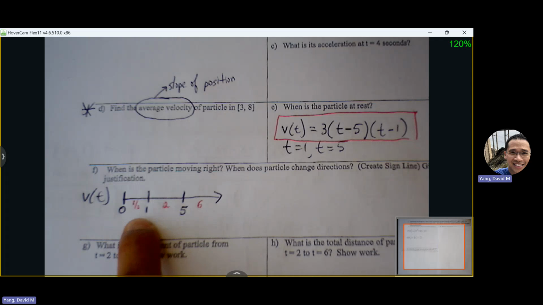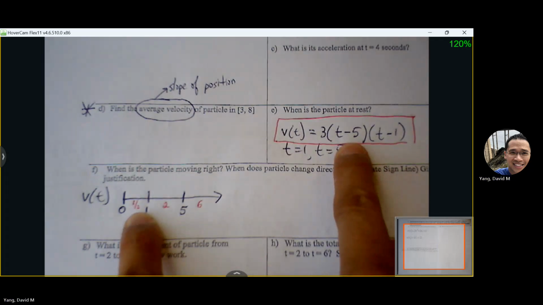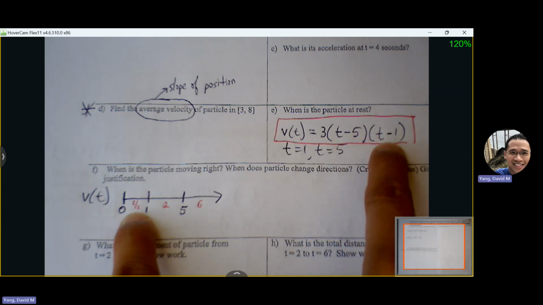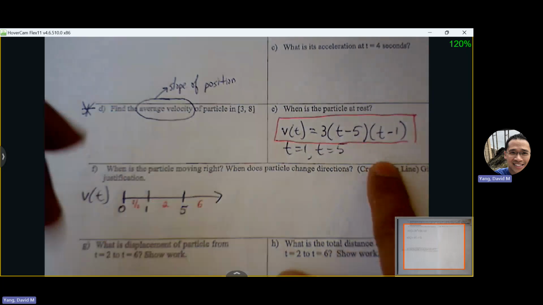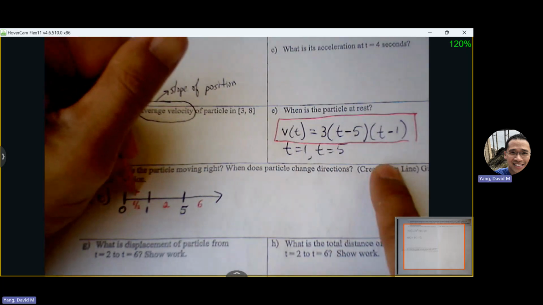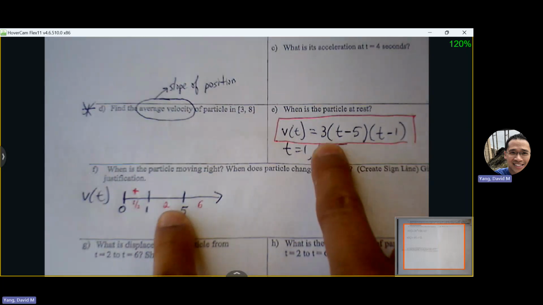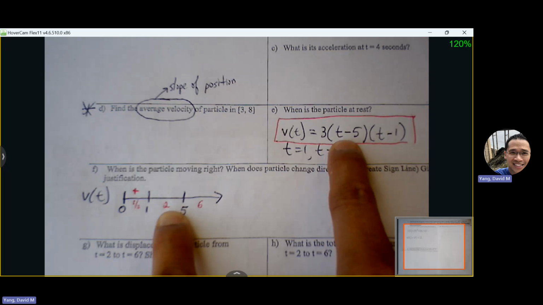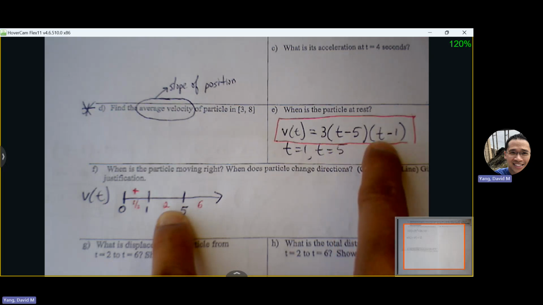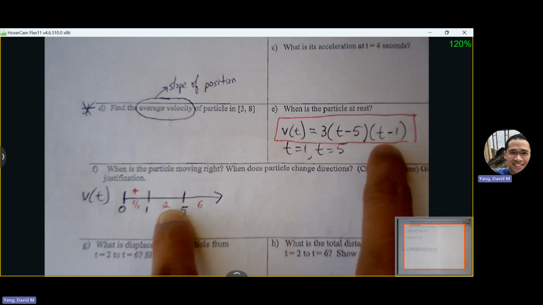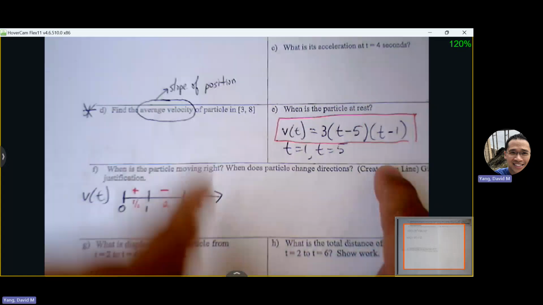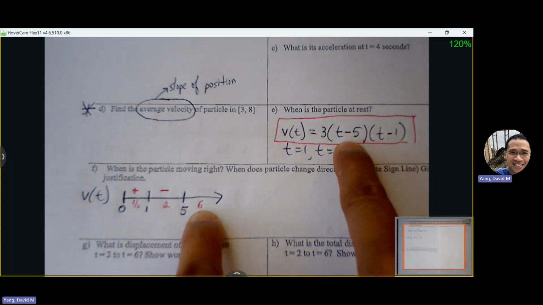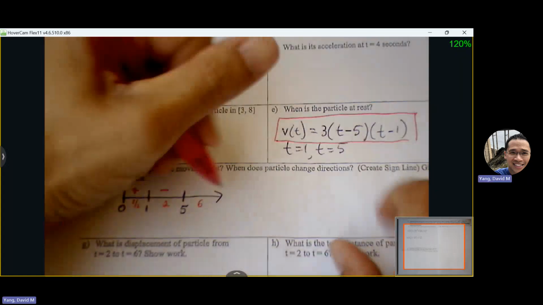So we're just going to gather the signs. All right, 1/2 minus 5. Is that positive or negative? Negative, right? 1/2 minus 1 is also negative. So 2 negatives makes positive. So moving right. Plug 2 in. 2 minus 5 is negative. 2 minus 1 is positive. Negative times positive is negative. If I plug 6 in, positive, positive.